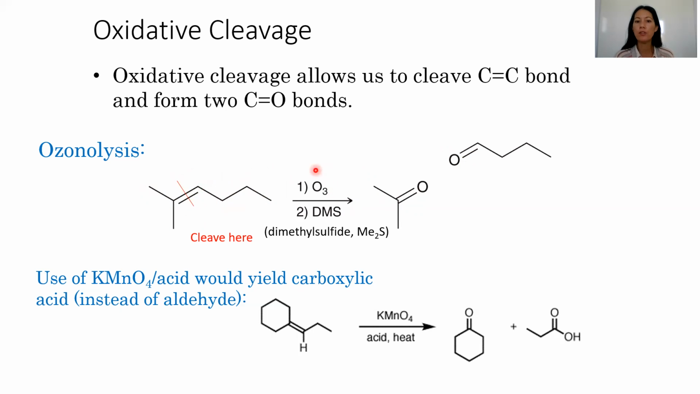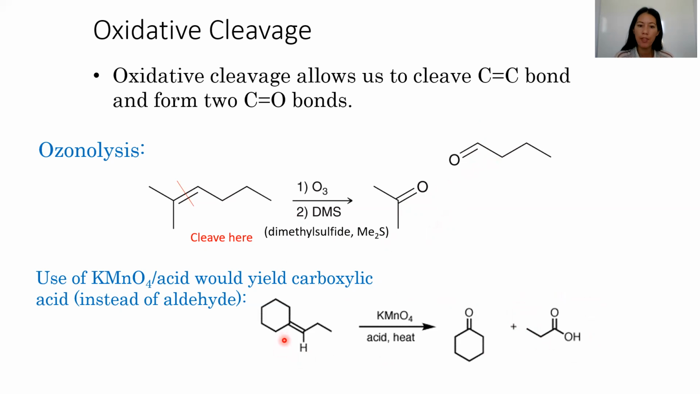So the way that you do this is you add ozone and dimethyl sulfide, DMS. You could just write this as two separate steps, ozone and DMS, and you could get your products. Generally, if you only have one group, that gives you the aldehyde. There's an H here. If you do it under potassium permanganate and acid, instead of the aldehyde, you can oxidize the aldehyde up to the carboxylic acid.